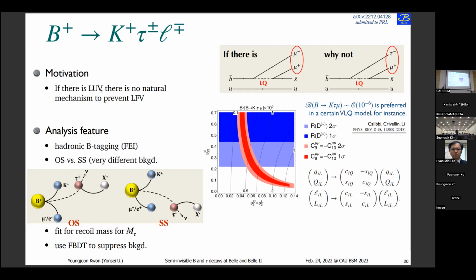The important point to mention is that in this analysis, there are two different kinds of decay modes. One is K plus tau plus lepton minus. The other one is K plus tau minus lepton plus. Both are possible, but the background is so different between the two decay modes. So we approach them separately, looking at the kaon charge and the primary lepton charge: this is opposite sign, this is same sign. OS and SS have so different backgrounds, so we optimize the analysis procedure separately and measure them separately.